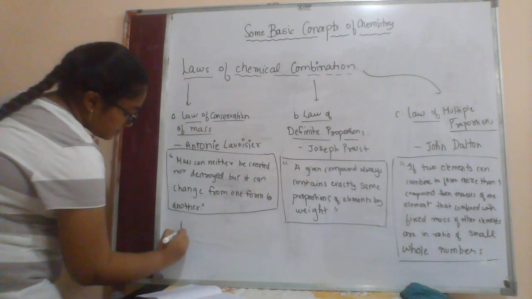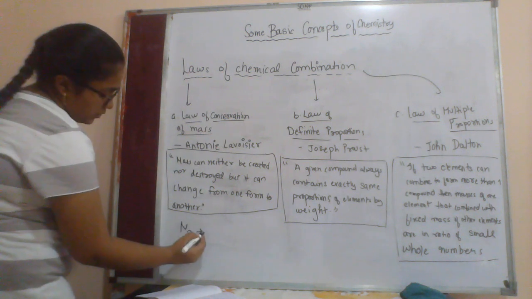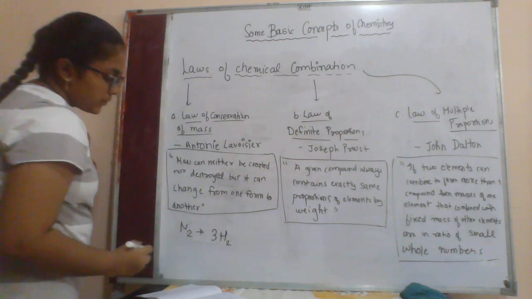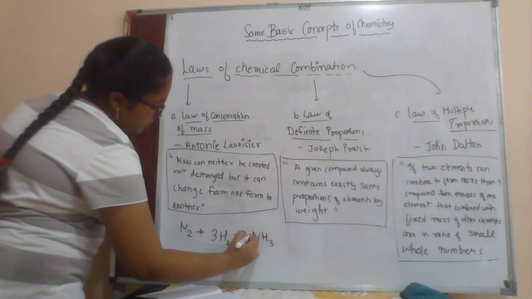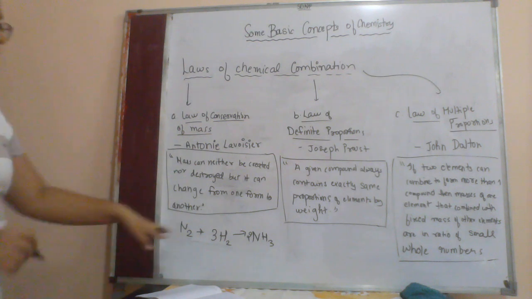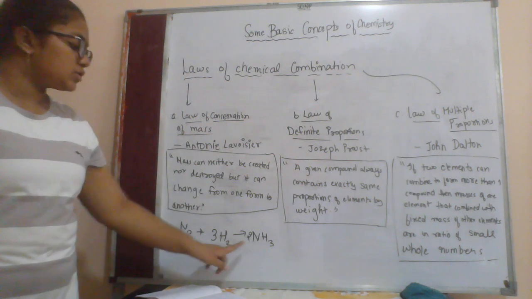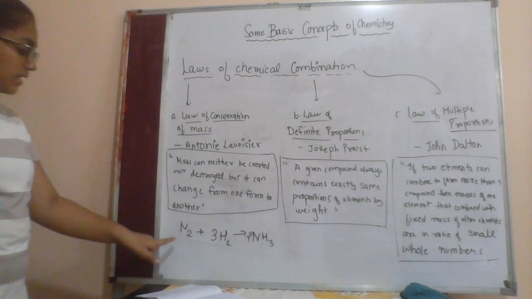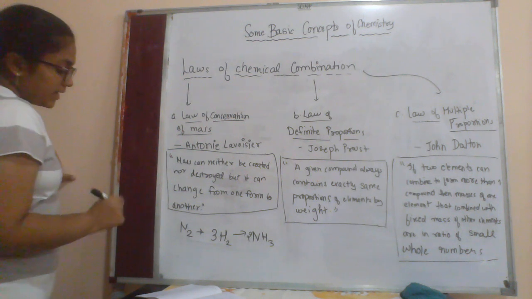That is N2, nitrogen molecule, N2 plus 3H2 gives 2NH3. Balancing the reaction: 2 nitrogen, and 3 twos are 6 hydrogen, 2 threes are 6 hydrogen. So here, calculating the mass of nitrogen in N2, the N2 molecule has a weight of 28 gram per mole.